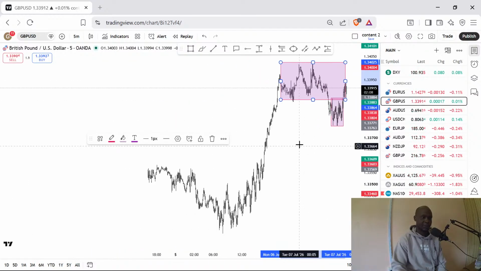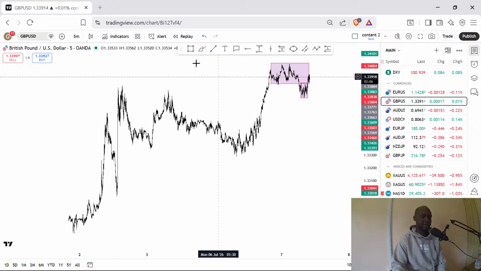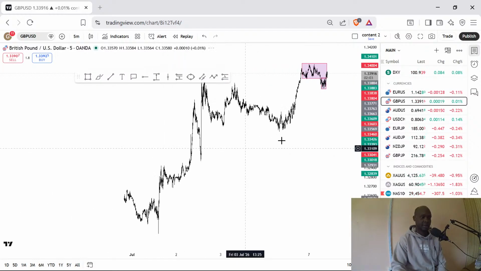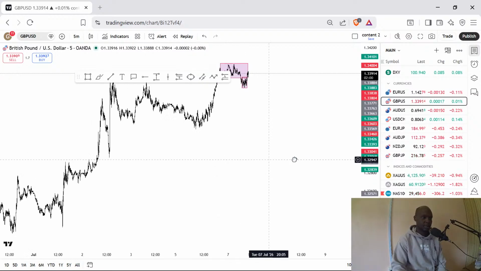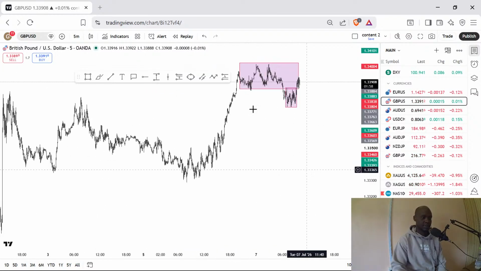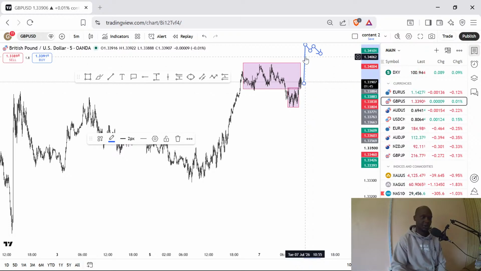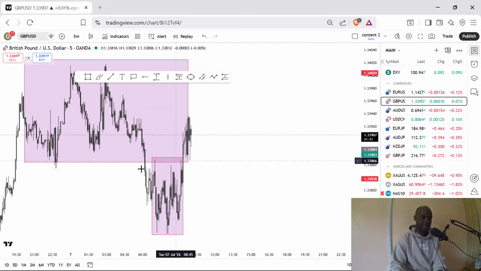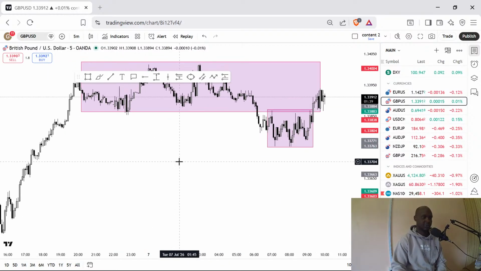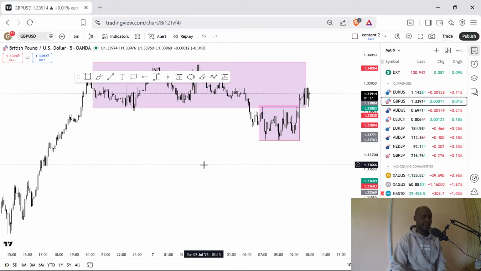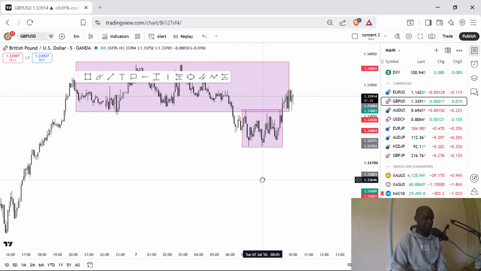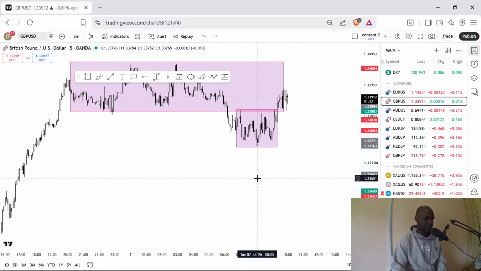Now, let's say price pushes out of this area, we get very strong bullish buying pressure. We break outside, then we get a consolidation, we get a correction. I'll be looking to take entries, but I don't see that happening today. So for pound USD right now, it's not a pair I'll be looking at to take any entries.